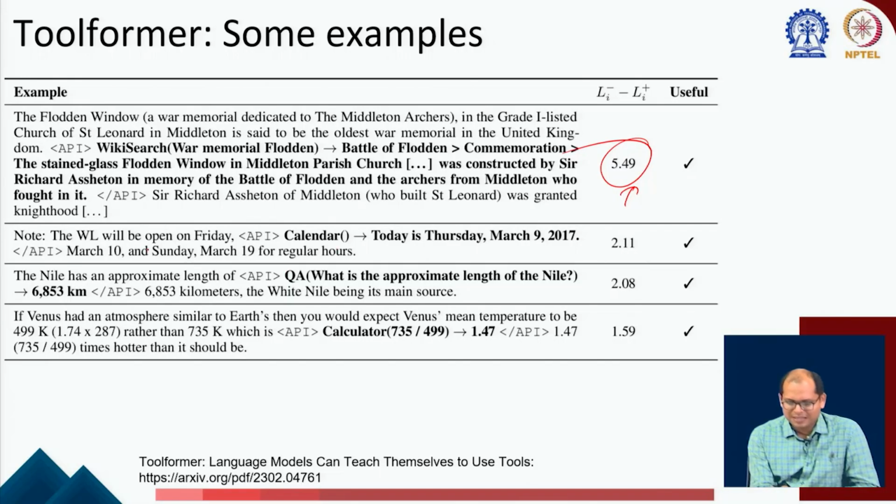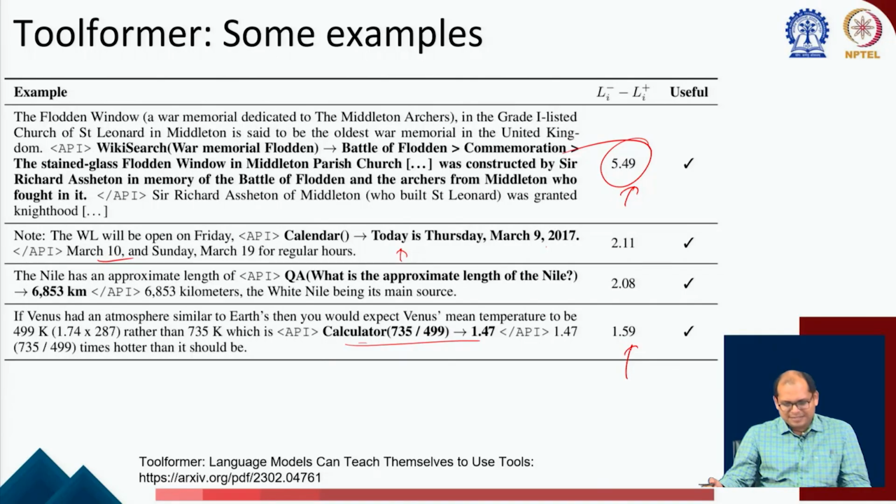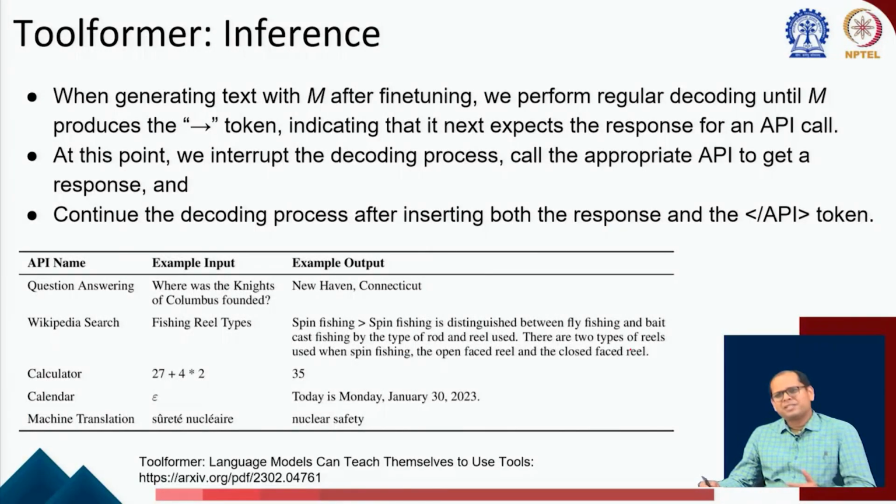Similarly, the library will be open on Friday. You call calendar, so you say okay, it usually helps me to say today is Thursday, March 9th, so Friday will be March 10th, and Sunday and so on. So like that, there are cases where it helps generation. Like here, you want to do some calculation, you call the calculator API. So in all of these cases, the loss is reduced by calling an API, and you put that in your augmented data set. Okay, so what happens at inference time?